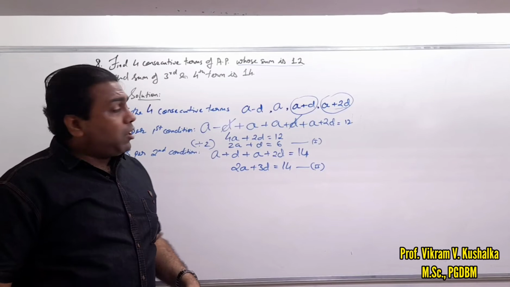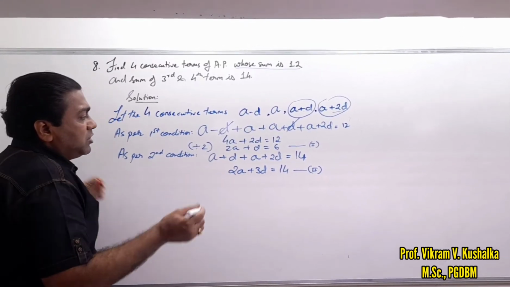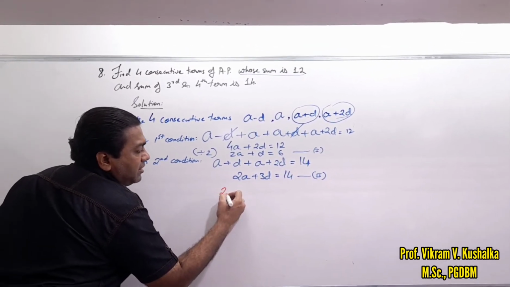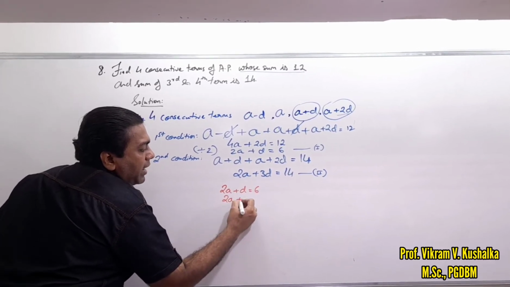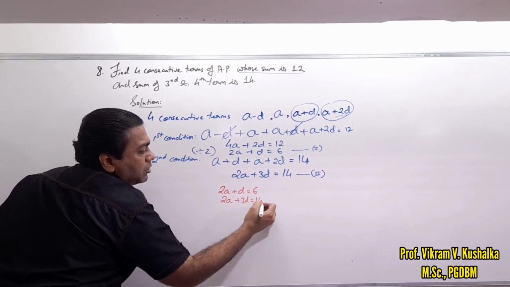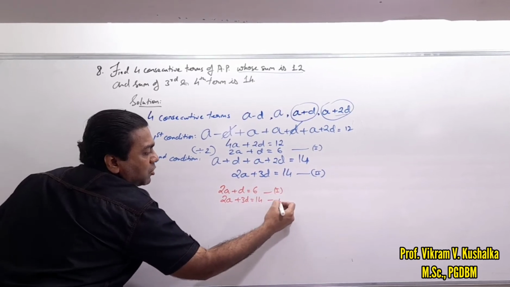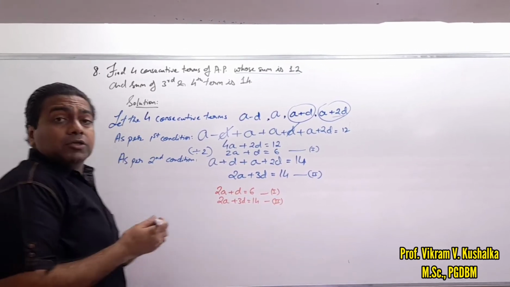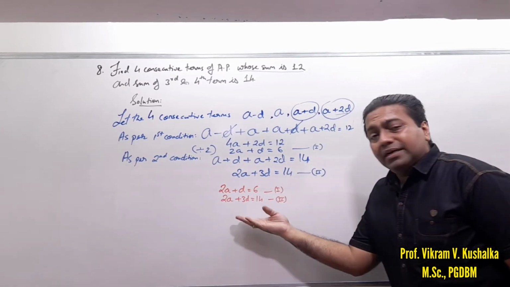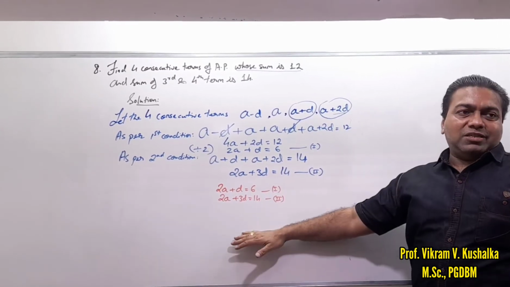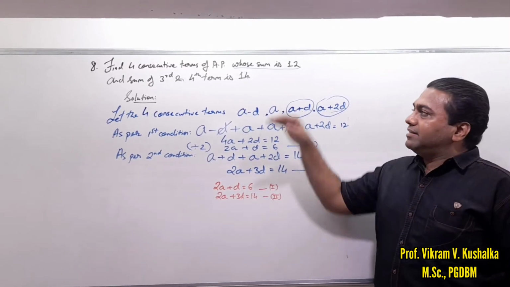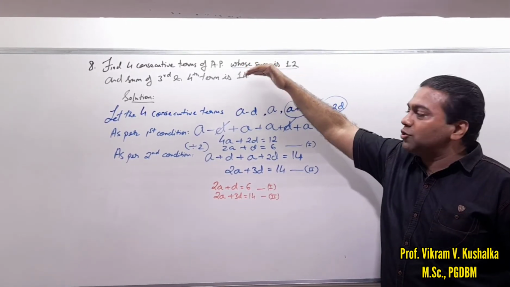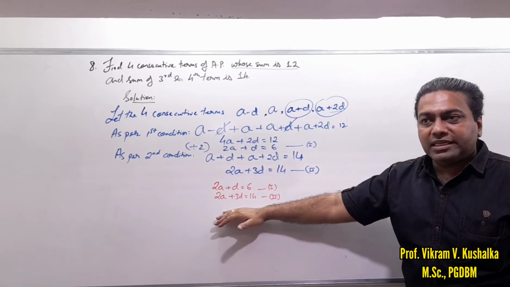Correct? So we got two equations now. Let us write down these two equations in red so that we can understand. 2a plus d is equal to 6. 2a plus 3d is equal to 14. That is your equation 1 and equation number 2. So see how pretty simple it is, because you know how to solve a simultaneous equation. You are supposed to just understand the given conditions in the question of AP and you got simultaneous equation.